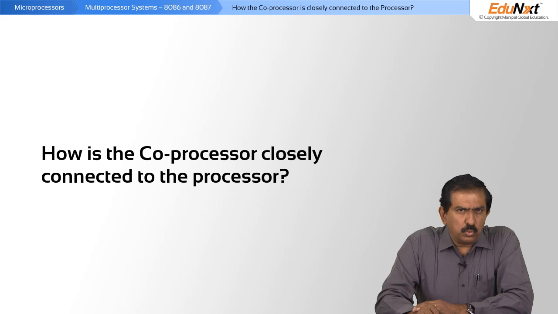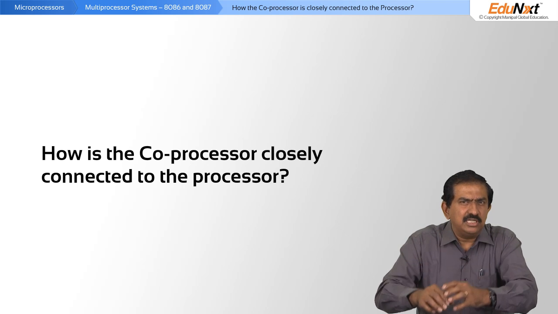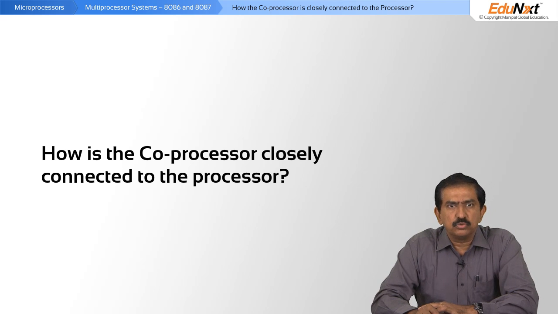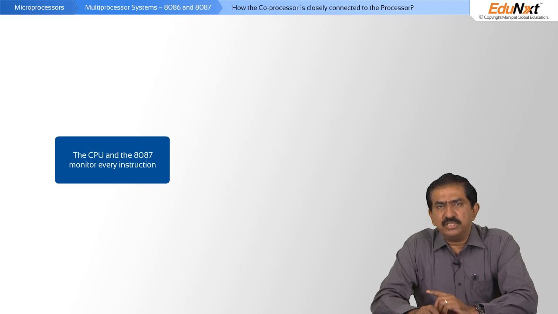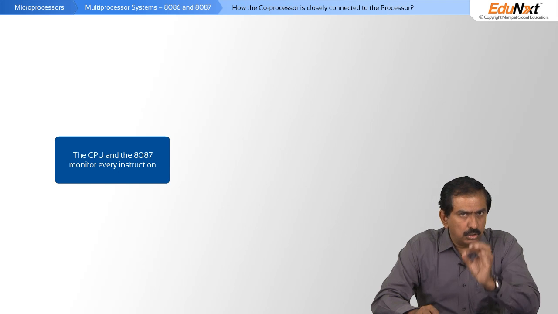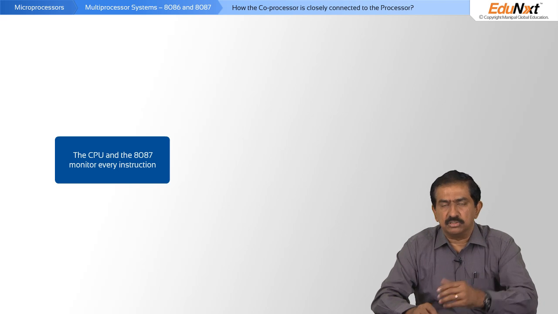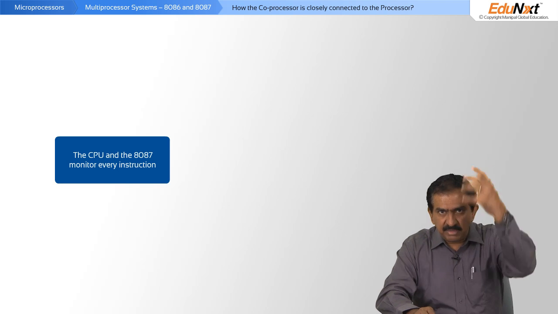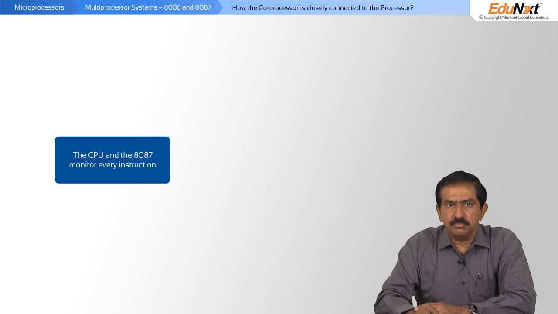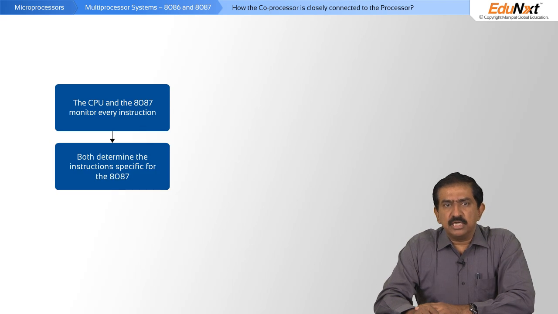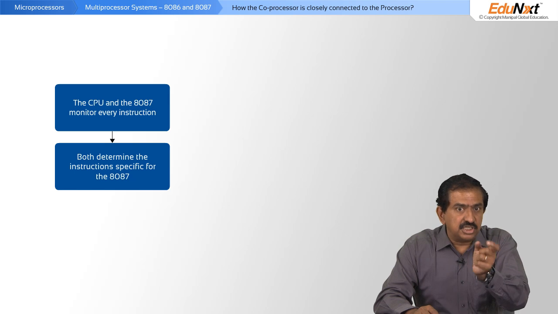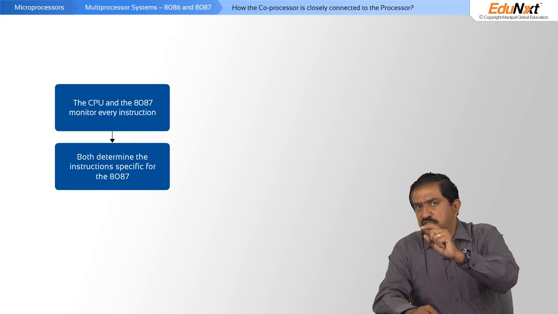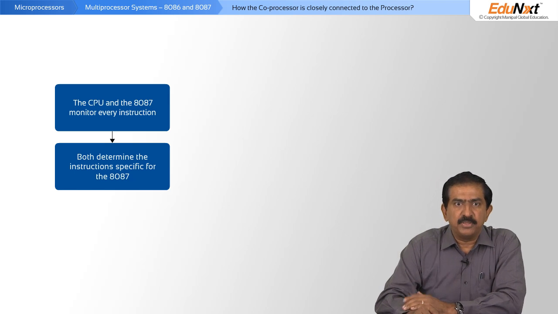How does this really work? How are they so intimately connected to each other? So what really happens is the CPU and the 8087 both look at every instruction. Remember, they are both connected to the same address and data bus, and the memory sits on the same address and data bus. And the CPU and 8087 both determine if a specific instruction is meant for the 8087.